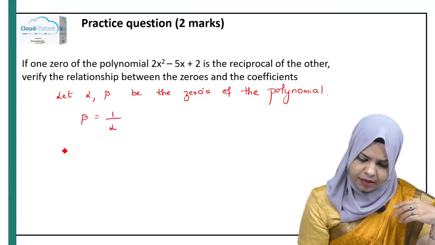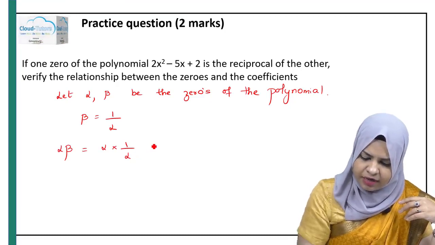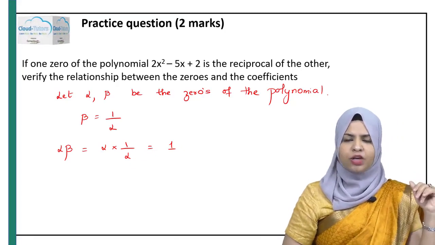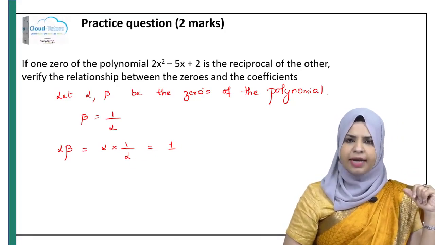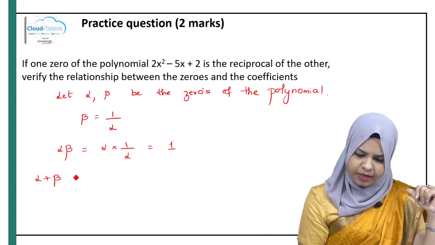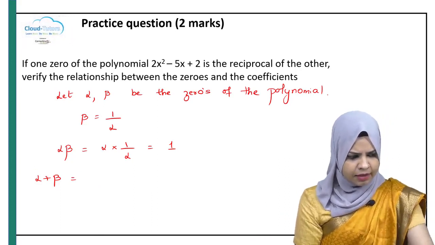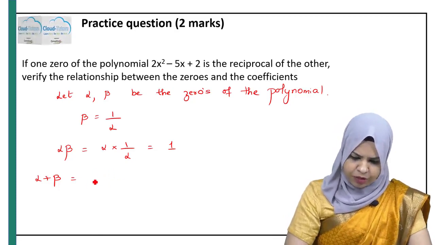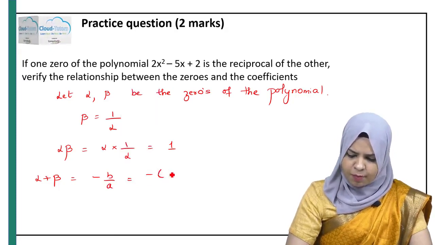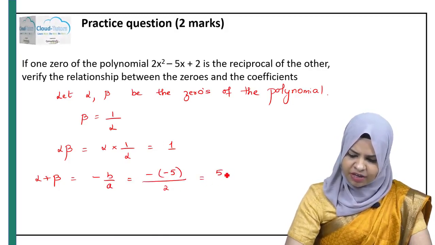And then let's consider the product of this. So it will be alpha into 1 by alpha, that is equal to 1. Okay, and verify the relationship between the zeros and the coefficients. So alpha into beta is equal to 1. So let's find out what is the value of alpha plus beta for 2x square minus 5x plus 2. So alpha plus beta is minus b by a, and it is minus into minus 5 by 2, that is nothing but plus 5 by 2.